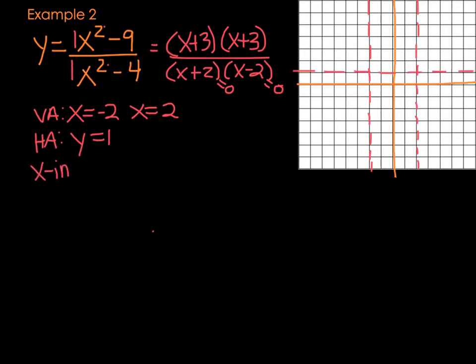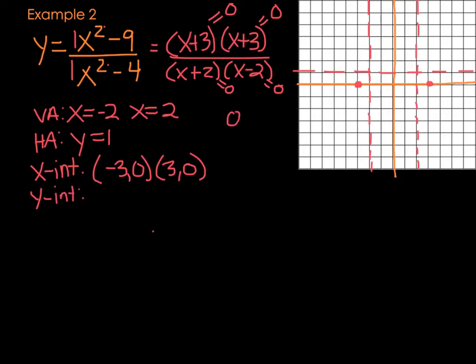X-intercepts are when the numerator is 0. So if I set each of these equal to 0, I'd have two x-intercepts. One of those is going to be at negative 3, 0, and the other one will be at positive 3, 0. So plot those on the graph. To find your y-intercept, you plug in a 0 for x. So if I had 0 squared minus 9 over 0 squared minus 4, I would have negative 9 over negative 4, which is 9/4. So my y-intercept is at 0, 9/4. 9/4 is 2 1/4, so right there.